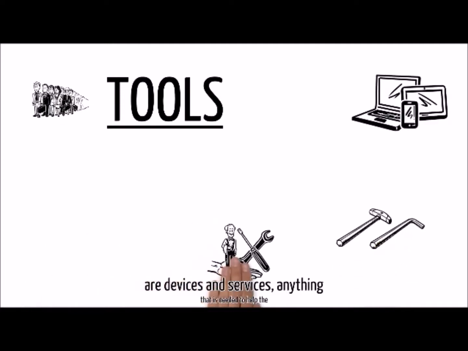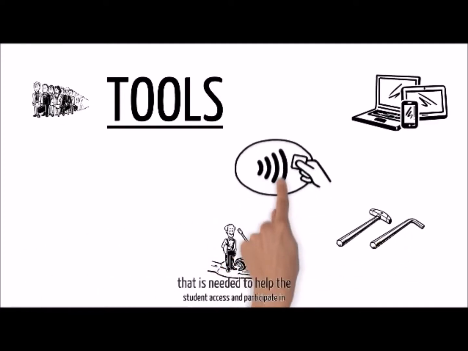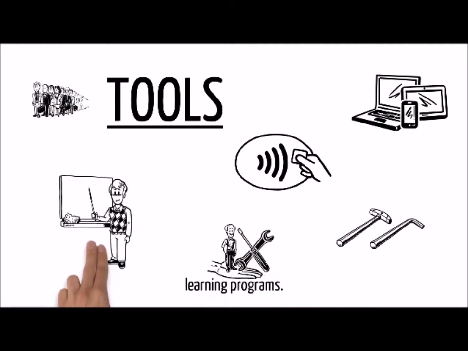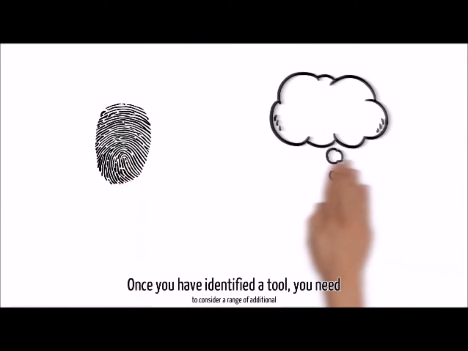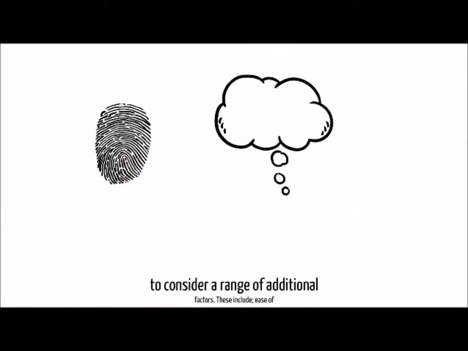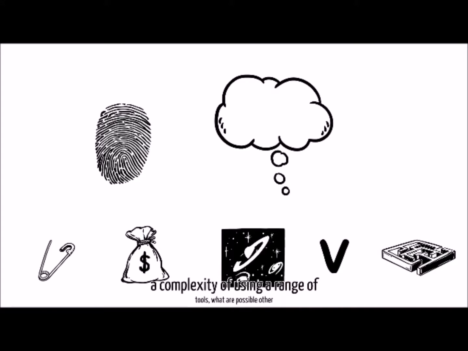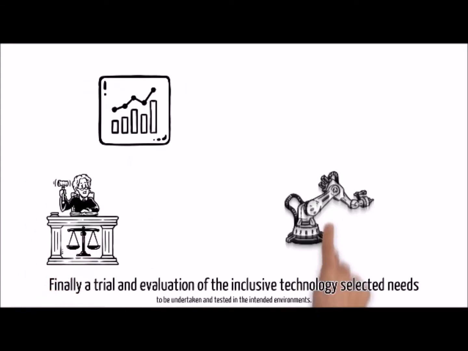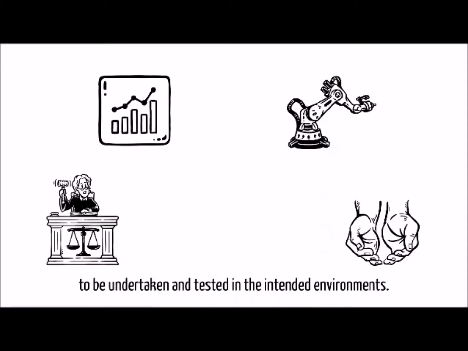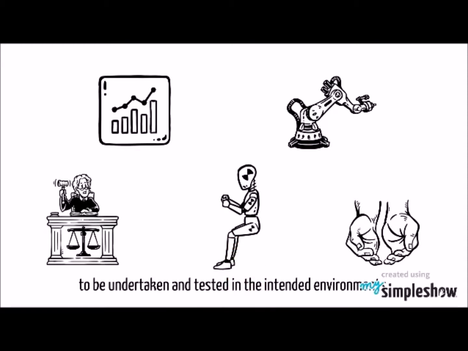Lastly comes the tools themselves. Tools are devices and services, anything that is needed to help the student access and participate in learning programs. Once you have identified a tool, you need to consider a range of additional factors. These include ease of use, cost, universality of one tool versus a complexity of using a range of tools, what are possible other non-tech options. Finally, a trial and evaluation of the inclusive technology selected needs to be undertaken and tested in the intended environments.